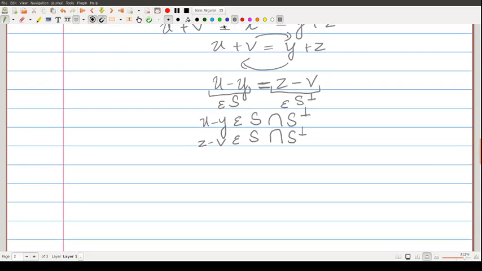And at this point we can bring in a nice little fact. We know that the intersection of these two spaces, S and its orthogonal complement, is going to be just the null vector.